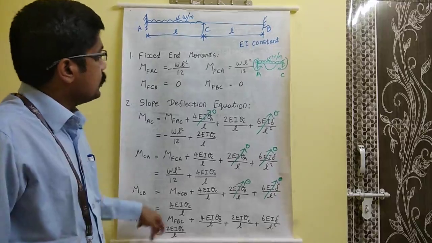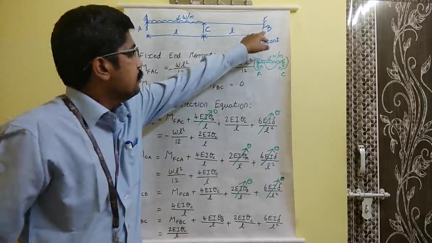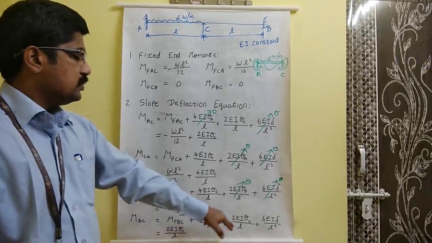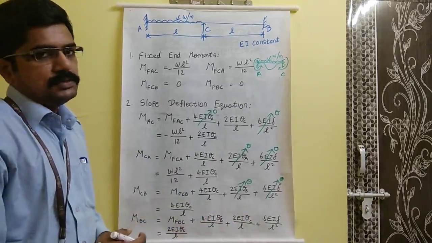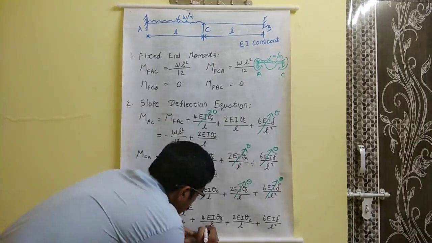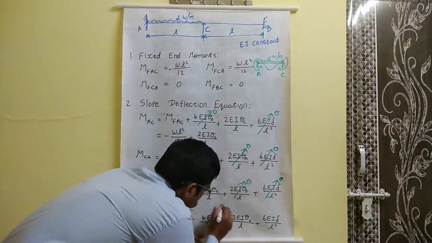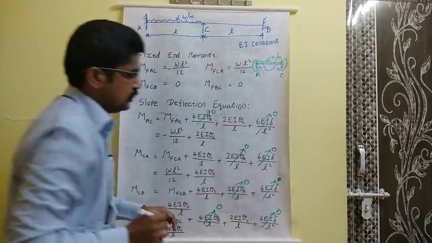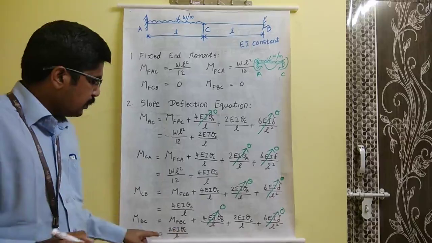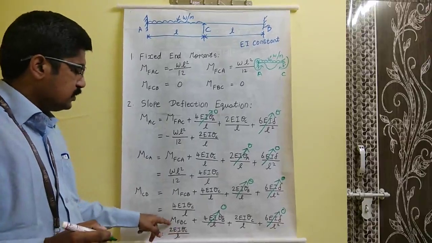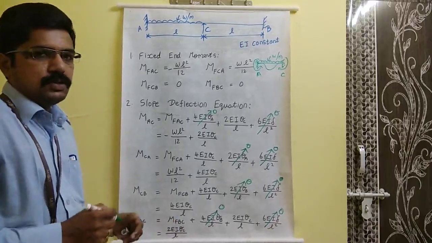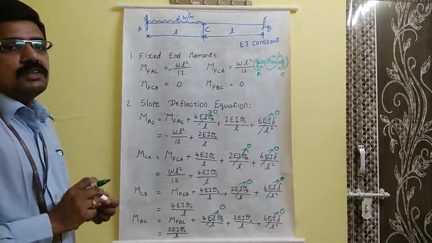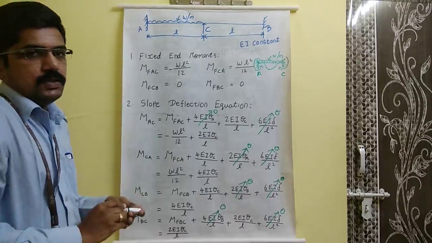Next we need to formulate MBC, that is the moment at B: M of BC plus 4EI theta B by L plus 2EI theta C by L plus 6EI delta divided by L square. We know that B is a fixed support, so the theta B term will become 0, and the delta term will become 0 because there is no sinking. So the overall answer will be 2EI theta C by L, since M of BC is also 0. So we have formulated the slope deflection equations. Next we need to go for the joint equilibrium equations.